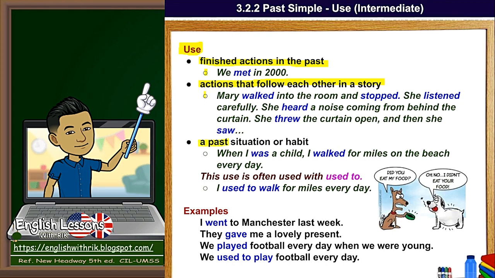A past situation or habit. When I was a child, I walked for miles on the beach every day. This use is often used with used to. I used to walk for miles every day. Here are some more examples.